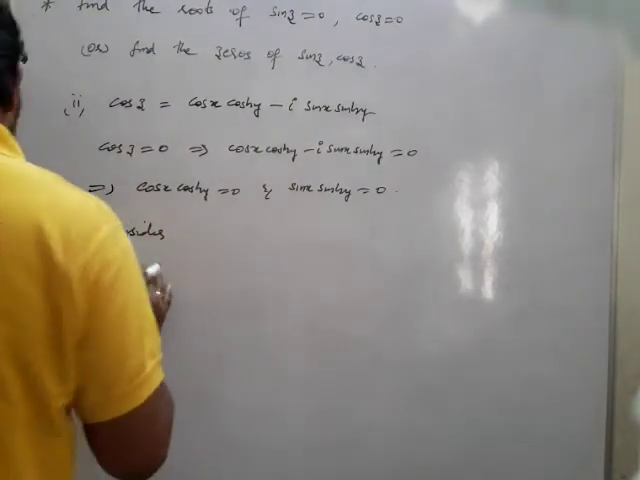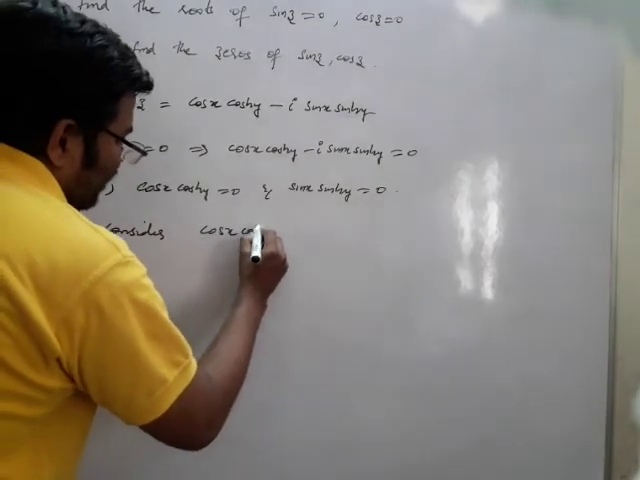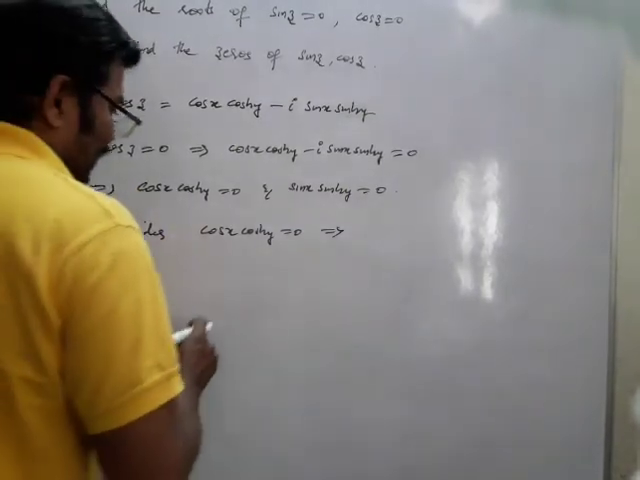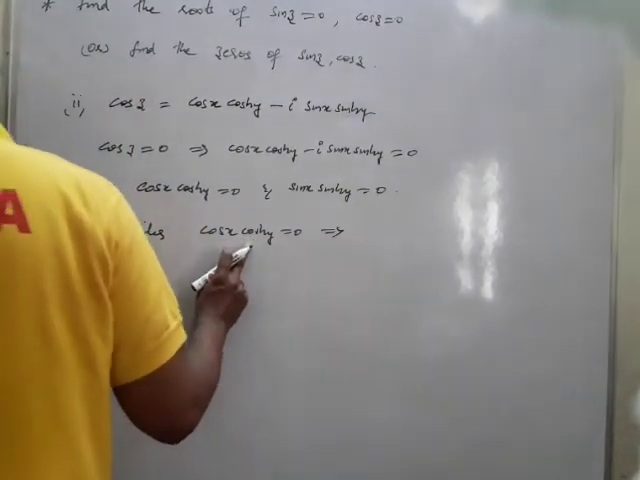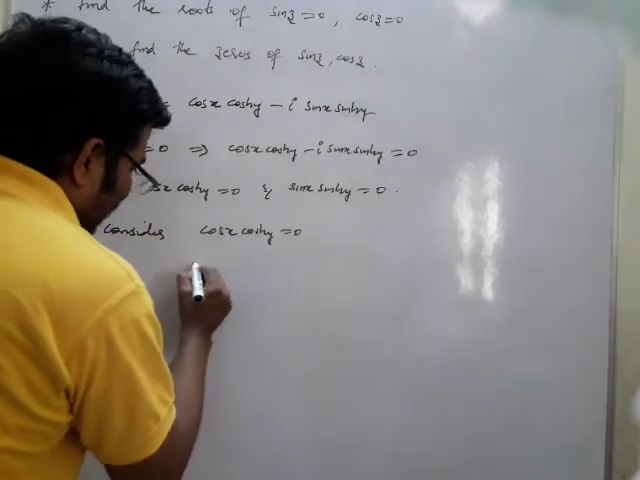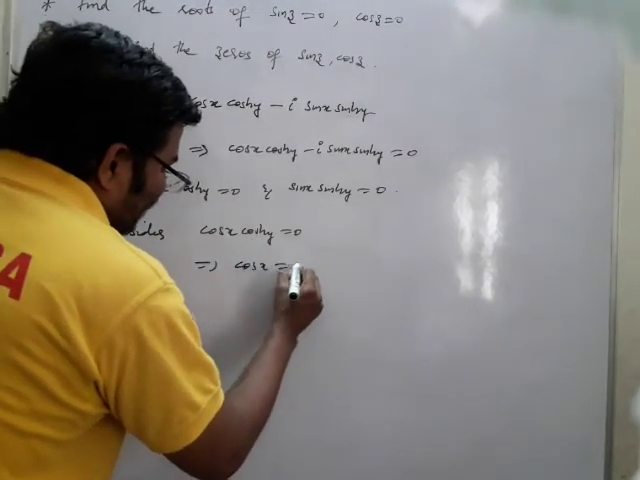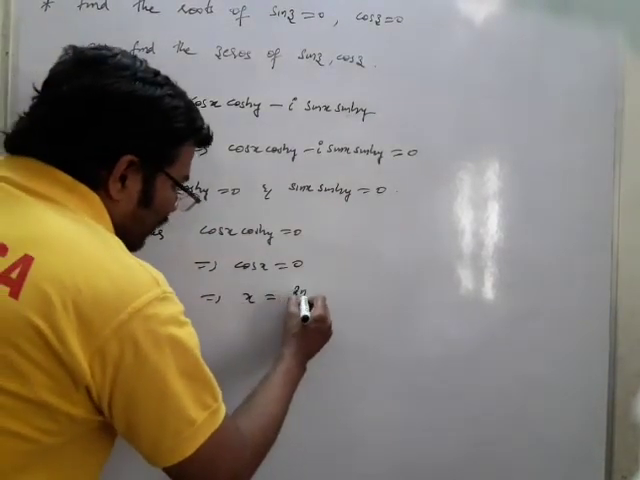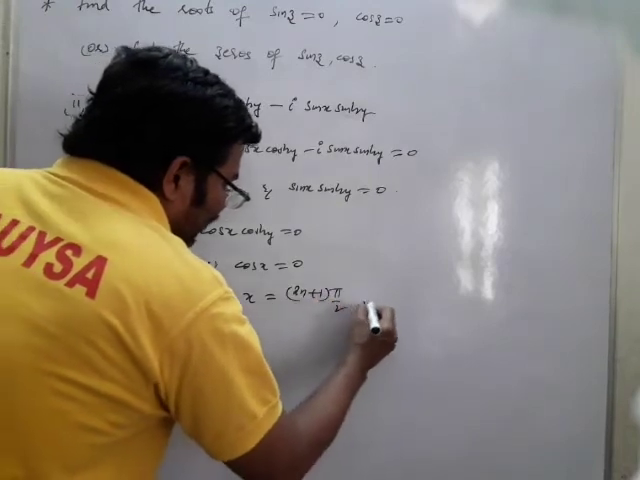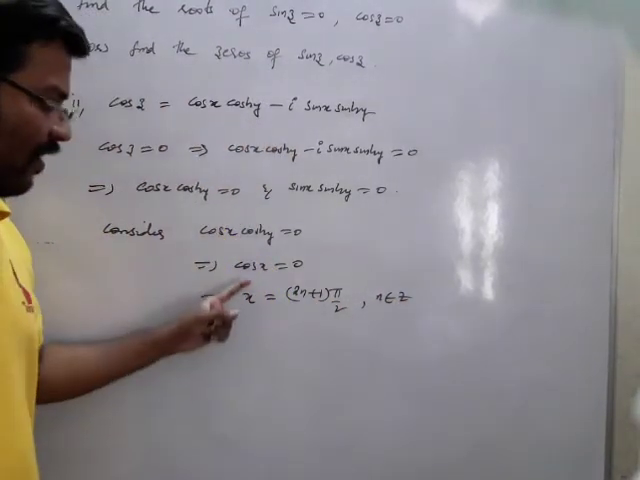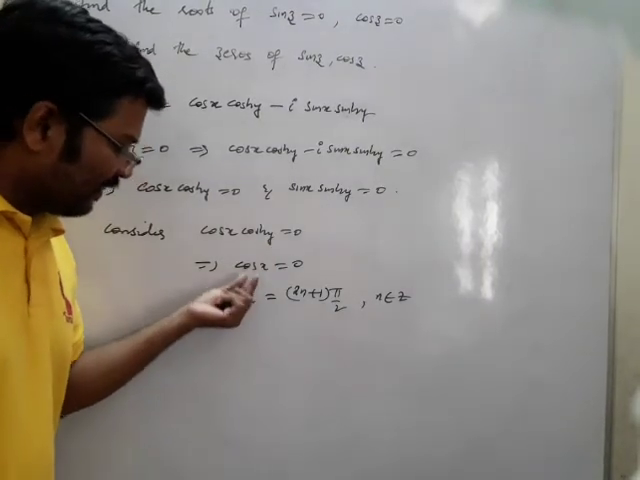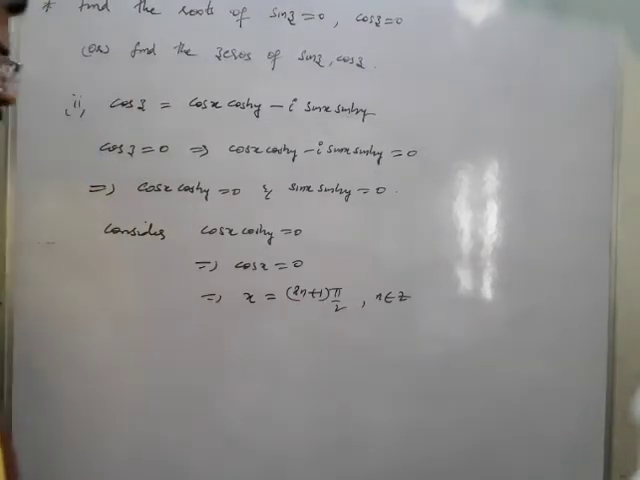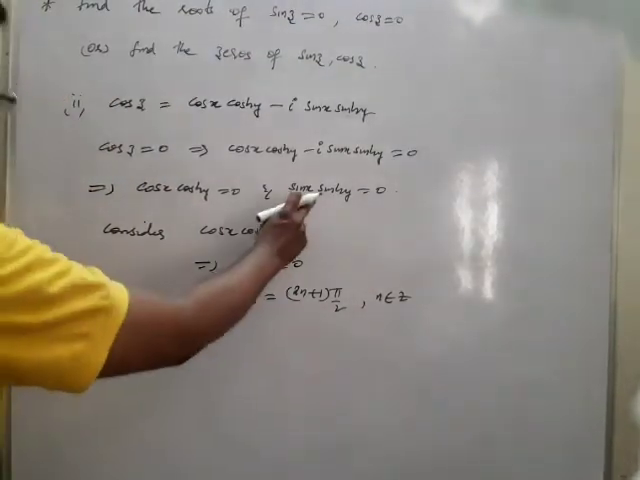Consider cos x cosh y equal to 0. That implies this may not be equal to 0, so I may say that cos x equal to 0. Therefore x is equal to (2n+1)π/2, where n belongs to Z. The general solution of cos x equal to 0 is this, (2n+1)π/2. So therefore x is equal to this. Now we'll take this now.